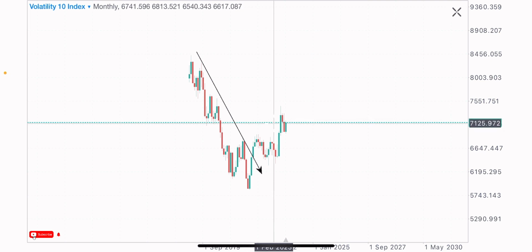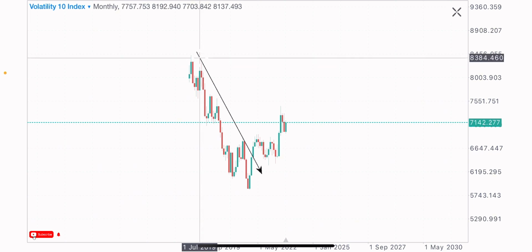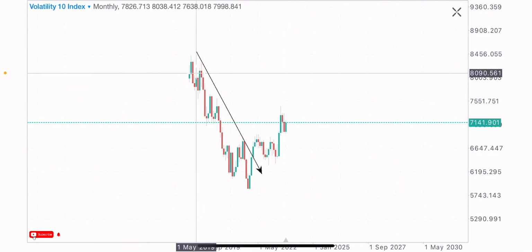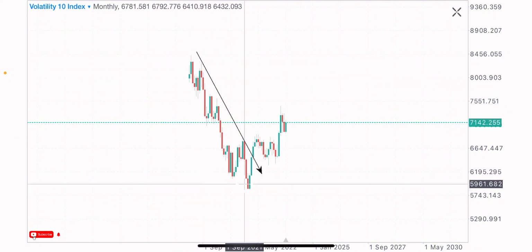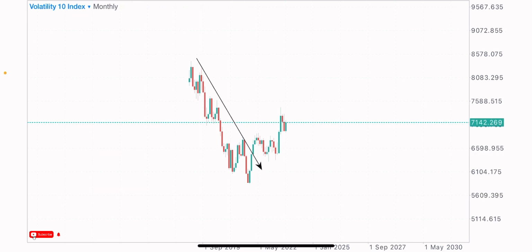And the current price level is at 7125. It had a high value of 8210, right? Or 8410, whatever it is, but it's in the 8,000 levels. And it went as low as 5961, 5905 I would say. That's the lowest value of this index.